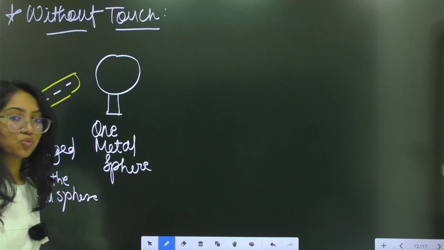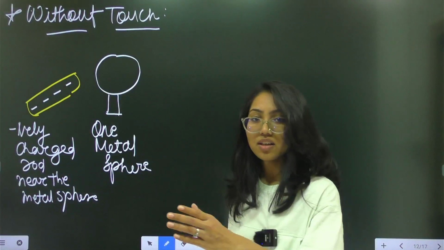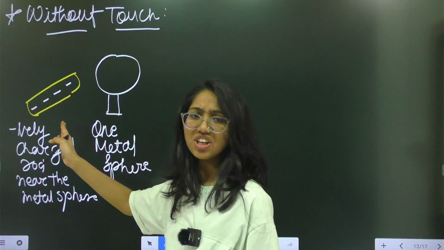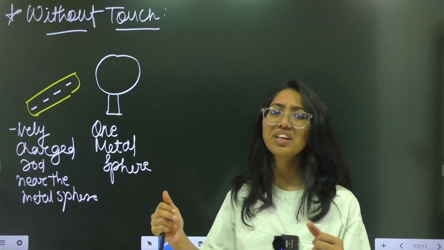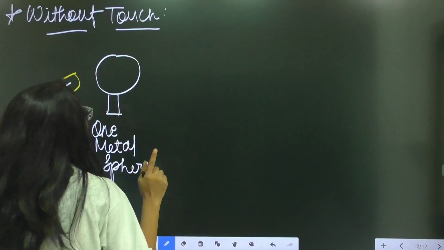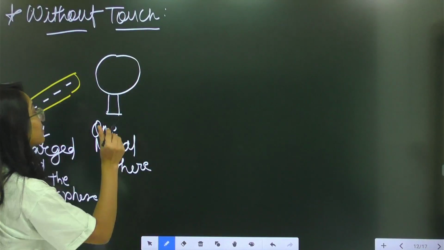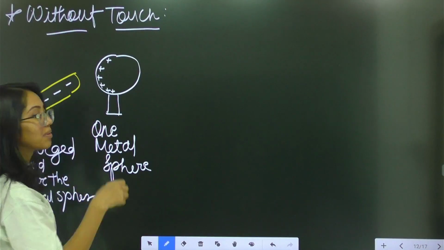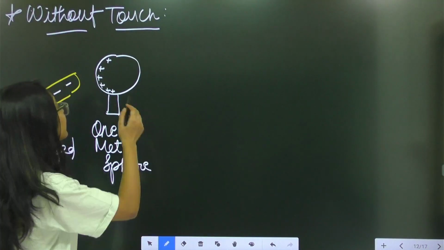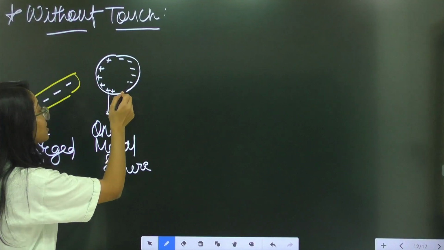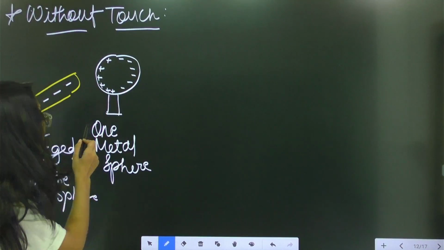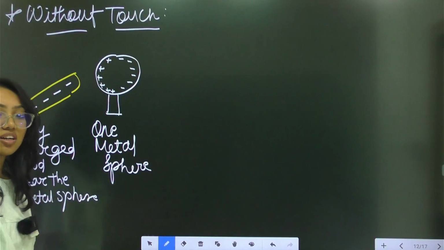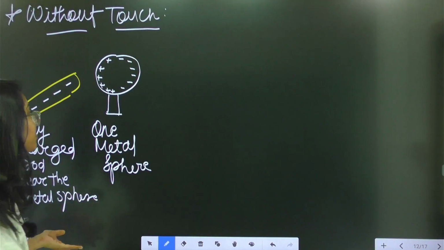Just think about it. What will happen if we bring the negatively charged rod which has negative charges? What will actually happen? If we think logically, what will happen? The positive charges will come along to the side where the rod is, and the negative charges will transfer to the another side. Okay, this will be the scenario when we bring the negatively charged rod near to the metal sphere.